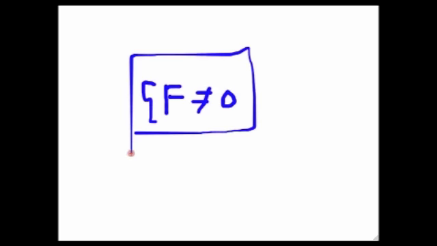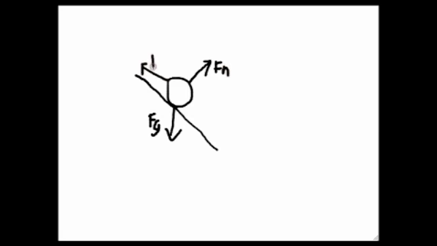Let's consider a few situations where forces are at work. First, picture a ball on a slope. There are three forces acting on this ball: force of gravity, force normal, and force of friction. We know from experience that this ball will begin to roll down the hill. The sum of the forces is not equal to zero.